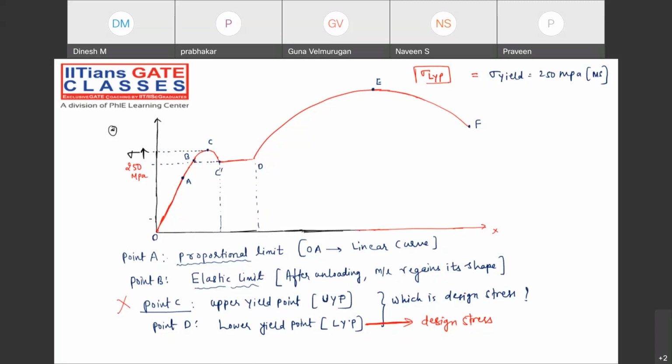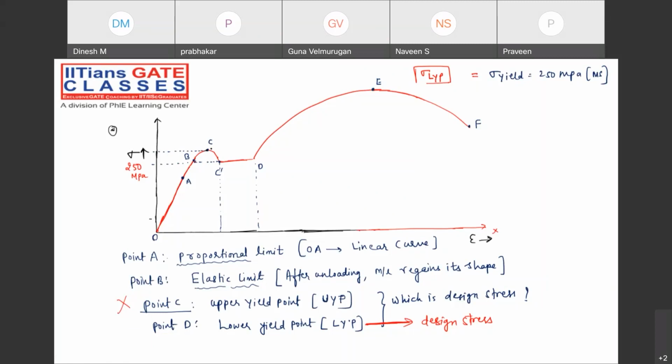Now, somebody is very much interested to know, sir, why we are calling the lower yield point the design stress point. My dear friend, point C. Of course, the things will be clarified in material science, but still I am giving you the reason, so that it can be very useful for you. Point C is a very, very highly unstable point. The moment you keep on applying the load, the strain value will keep on developing in this direction, right?